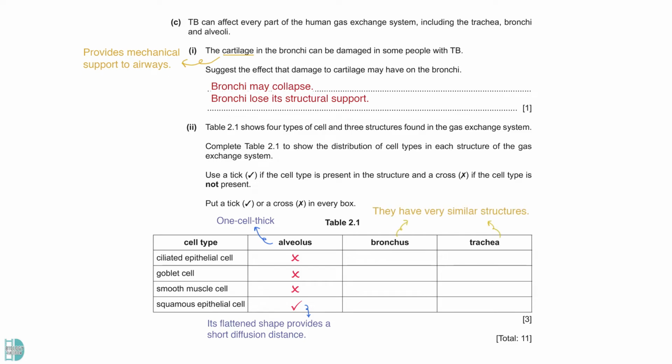The bronchus and trachea are very similar. You can think of the bronchus as a smaller version of the trachea. They have all of these structures except the squamous epithelial cell, as their epithelium is made up of ciliated epithelial cells and goblet cells.